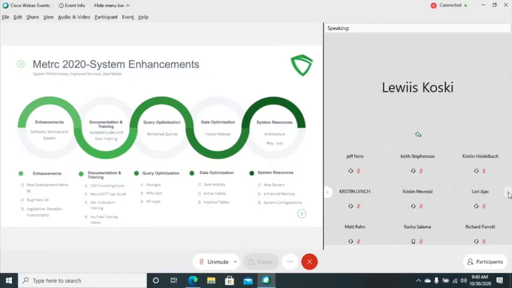So to put this into perspective, a lot of the functionality related to packages, thanks to query optimization, is running about 6 times faster than it was towards the earlier part of the year. The next one is data optimization.